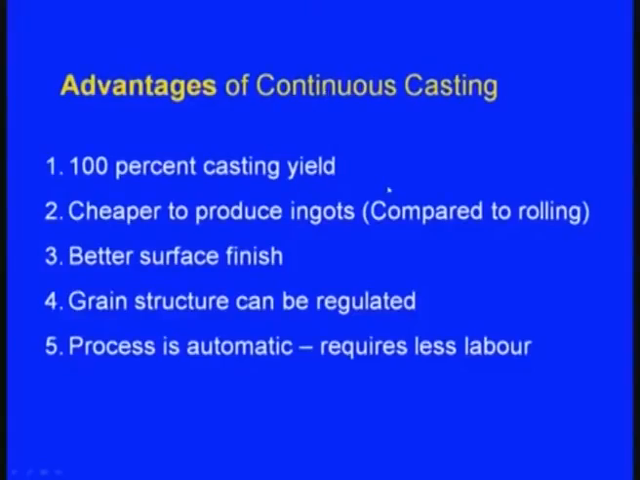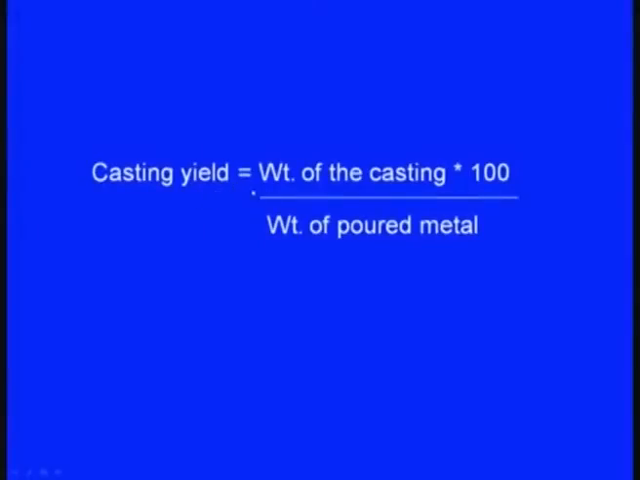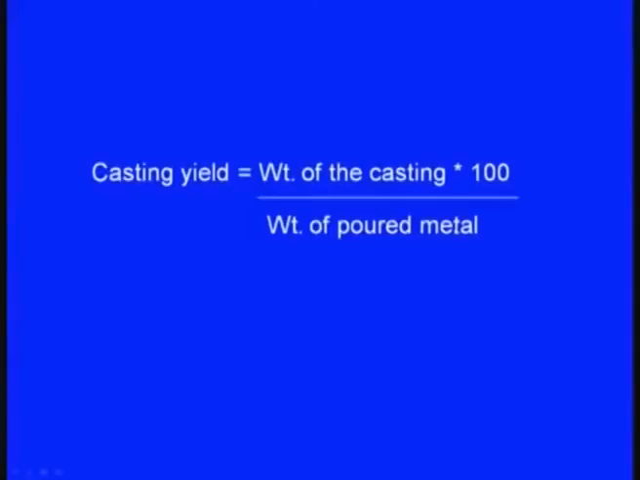Let us see the advantages of continuous casting broadly, whether it is downwards casting or upwards casting, curved continuous casting or horizontal continuous casting. What are the advantages in general? It gives us 100% casting yield. What is this casting yield? Let us see the principle. Casting yield is defined as the weight of the casting divided by the weight of the poured metal multiplied by 100. So, this is the definition for casting yield.